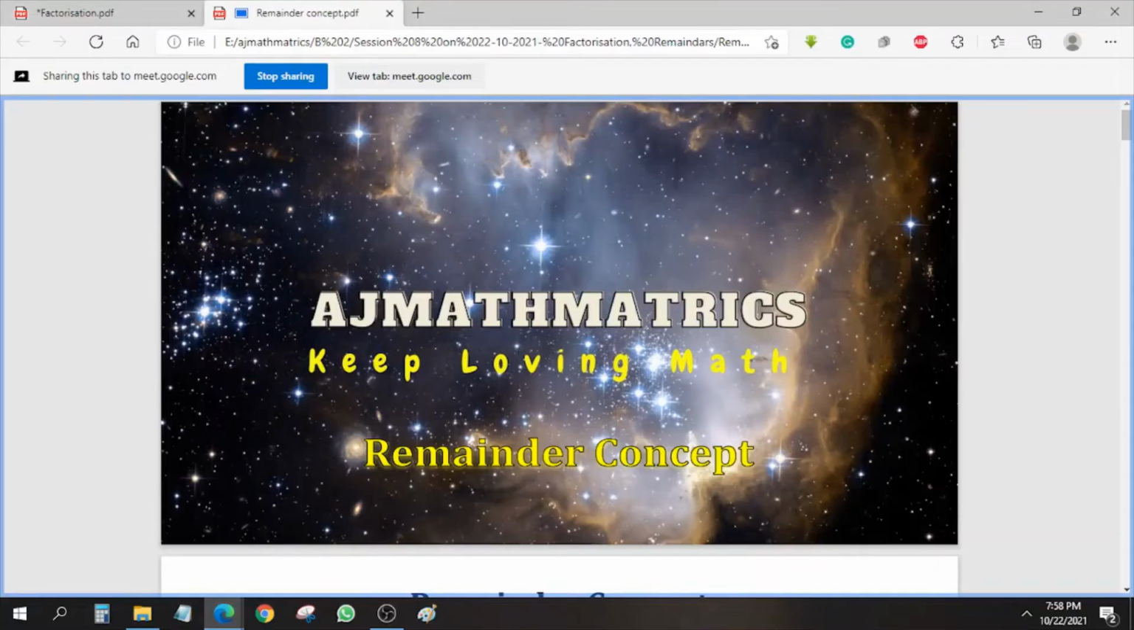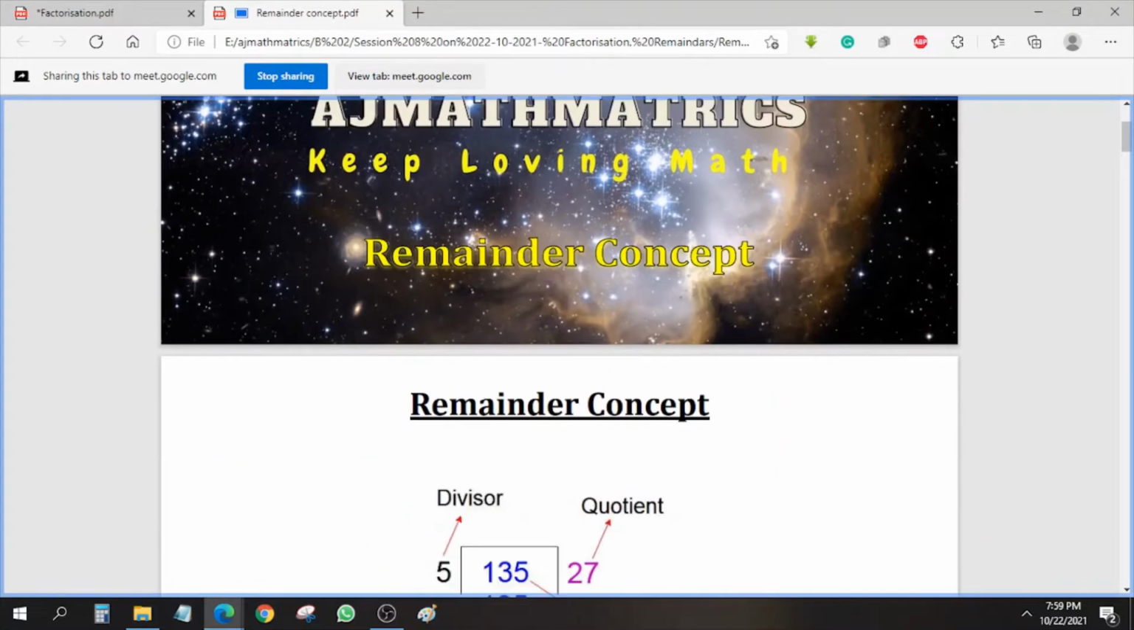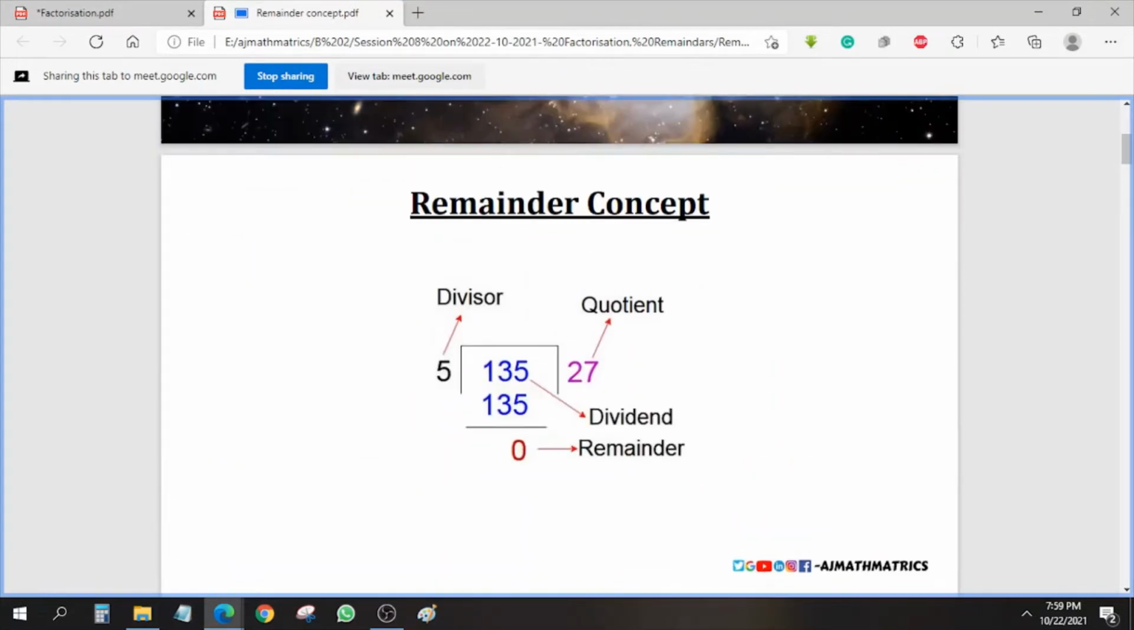We are going to discuss the remainders concept. I hope you are aware of the remainder. This is the division algorithm, guys. Generally we do this one, but we may know about the divisor, coefficient, dividend and remainder. You have to know about this. Whenever we are going to understand the remainder concept, these mandatory things you have to know.